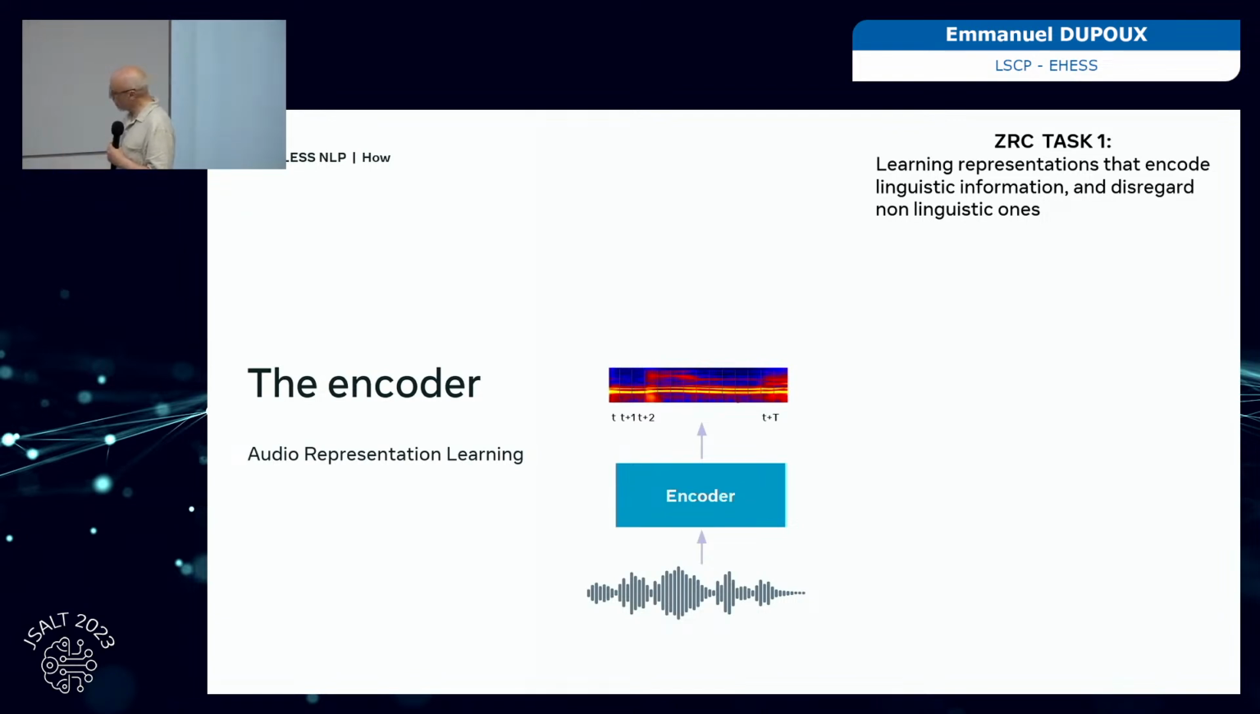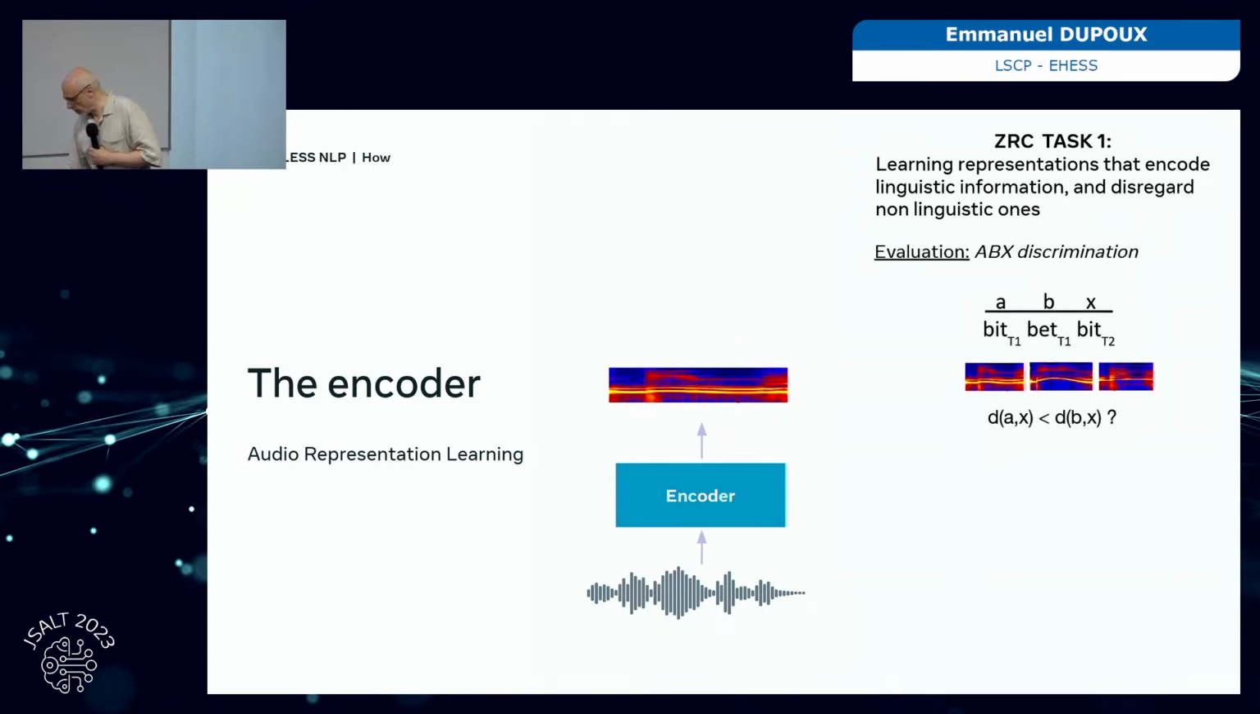Now, no matter how you extract this representation, you want it to encode linguistic information and discard non-linguistic information, like speaker, channel, etc. And so, how do we evaluate that? Well, as I said before, you don't have phonemes, so you can't do a phone error rate, but you can evaluate it with the same idea.